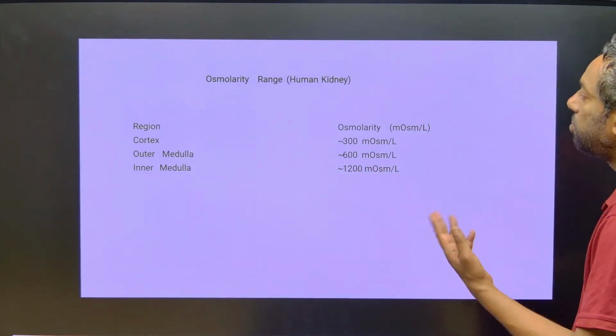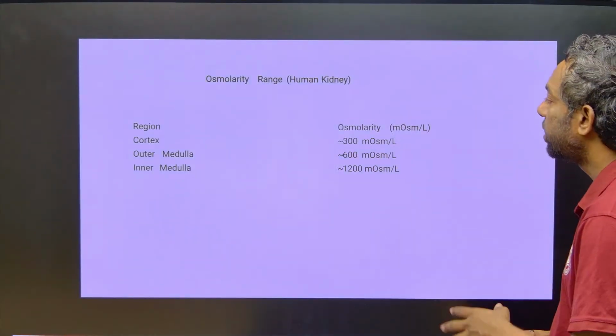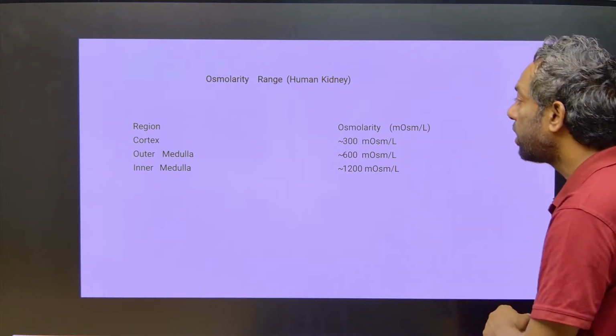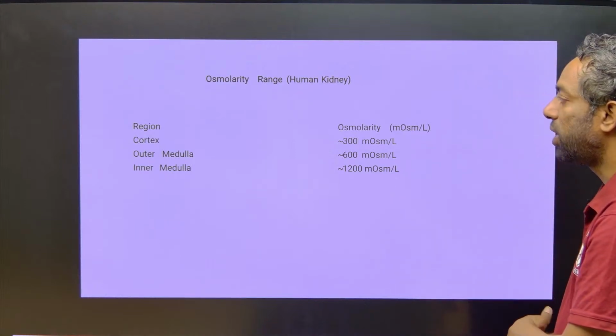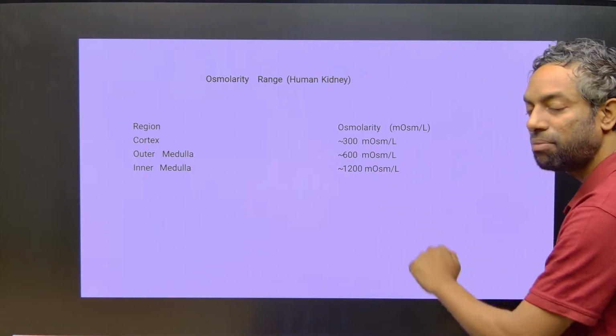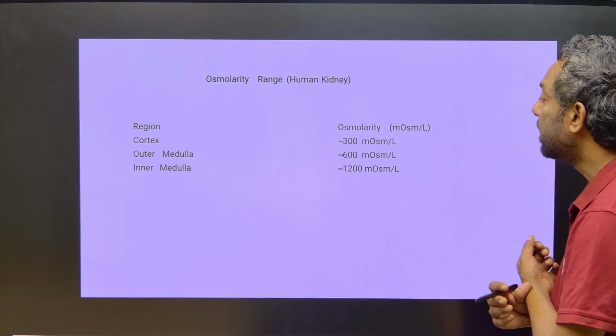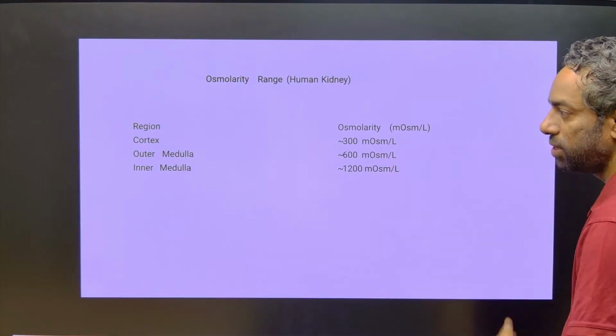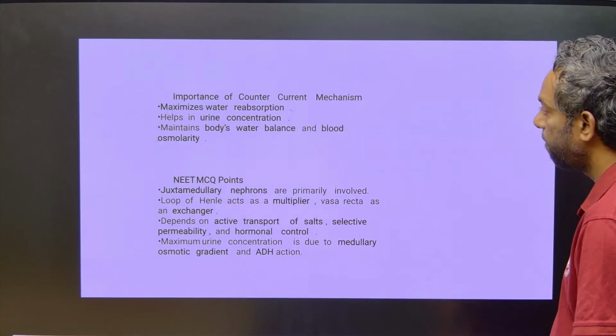Next, osmolarity range. The cortex region is also important. Cortex region is 300 osmolarity, medulla region: outer medulla is 600, inner medulla is 1200 osmolarity. This is important, guys. Exam pointer.